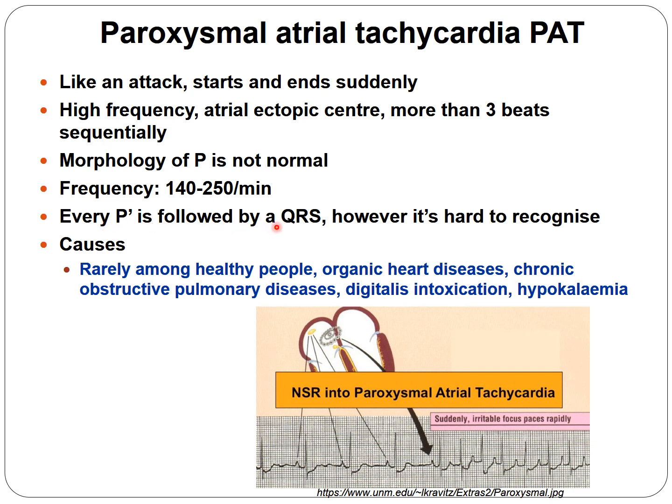Every P is followed by a QRS complex, however, sometimes it's very hard to recognize. Rarely among healthy people, or organic heart diseases, chronic obstructive pulmonary diseases, digitalis intoxication, or hyperkalemia can induce paroxysmal atrial tachycardia.